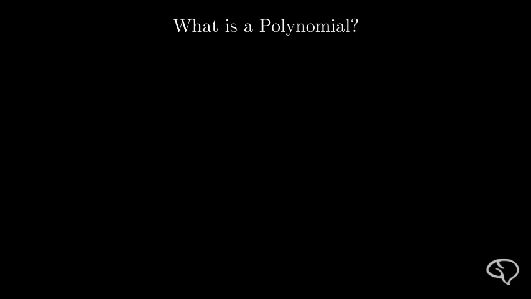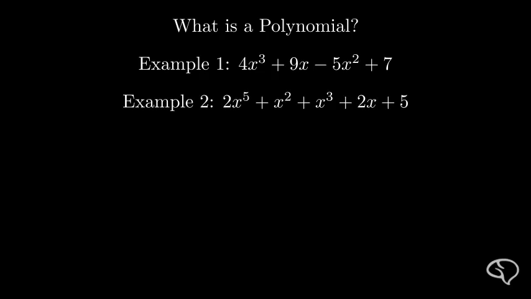Let's look at some examples to make this clear. Consider the expression 4x cubed plus 9x minus 5x squared plus 7. This is a polynomial. The exponents are all positive integers. Another example is 2x to the 5th plus x squared plus x cubed plus 2x plus 5. This is also a polynomial.